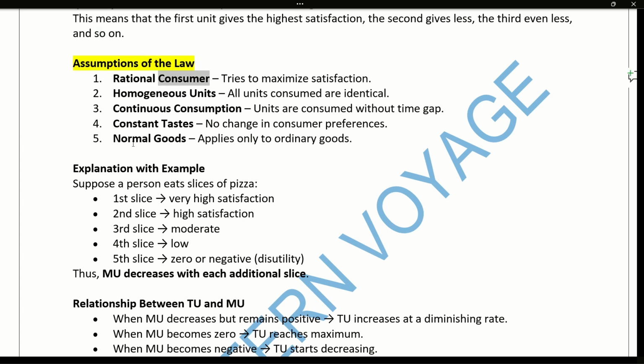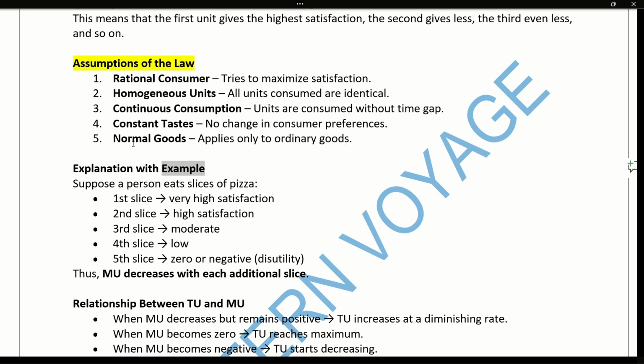Rational consumer tries to maximize satisfaction. Homogeneous units, all units consumed are identical. Continuous consumption, units are consumed without time gap. Constant tastes, no change in consumer preferences. Normal goods, applies only to ordinary goods.